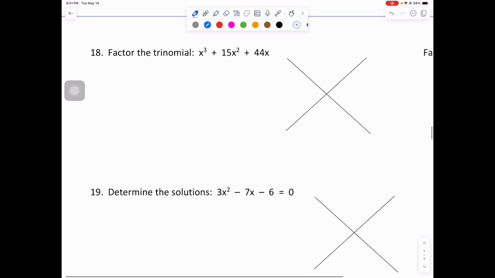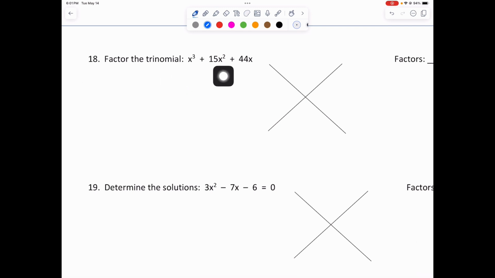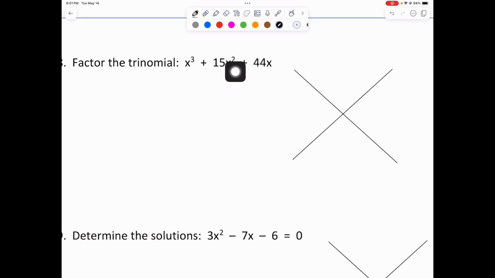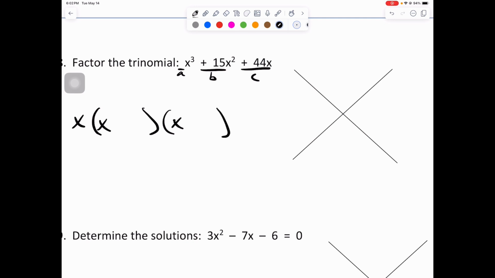Going on to number 18, factor the trinomial x cubed plus 15x squared plus 44x. Oh my goodness, it's not x squared, it's x cubed. X squared, and now all of a sudden our c term has an x? What do we do? What I like to do is I like to take an x out, set it and forget it. And again, it will simply be the same.